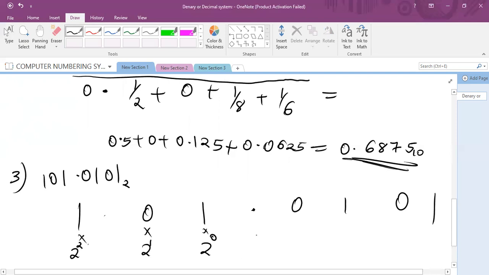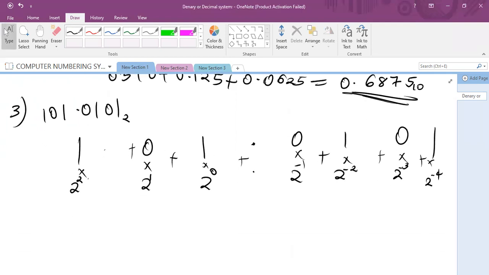Then from the decimal point going to the right-hand side, we'll have 2 raised to power minus 1, 2 raised to power minus 2, 2 raised to power minus 3, 2 raised to power minus 4, and then we add up all these values. So what will this give?